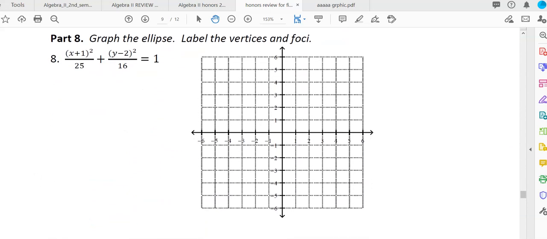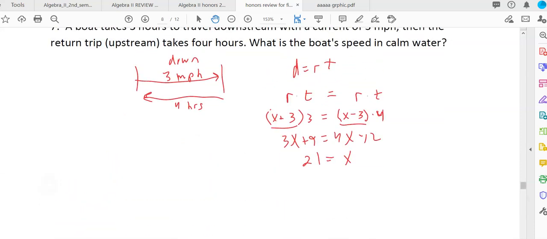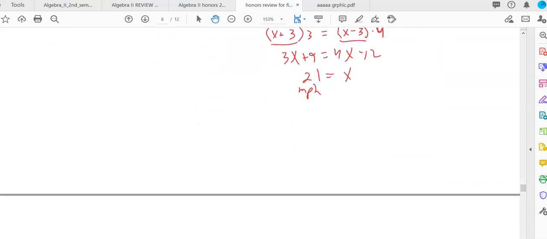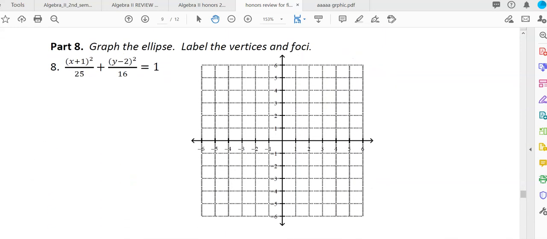Graph the ellipse. So I guess that would be, what is the speed? Miles per hour. Graph the ellipse, label the vertices and foci. So the center is going to be -1, 2. Horizontally, I'm going 1, 2, 3, 4, 5 to the right. 1, 2, 3, 4, 5 to the left. Vertically, I'm going 1, 2, 3, 4. 1, 2, 3, 4. And it's an ellipse, so something like that.